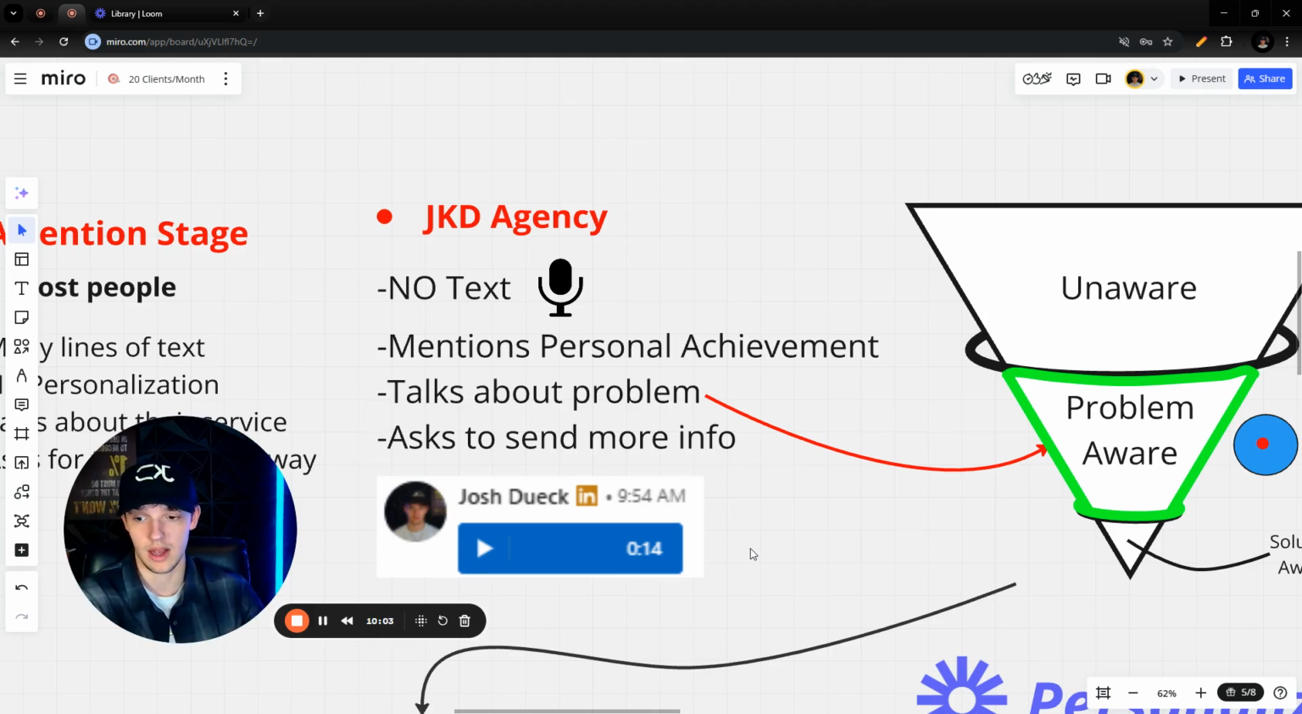It's basically along the lines of, hey, I saw that you helped XYZ prospect get this result in this amount of time. Super impressive.